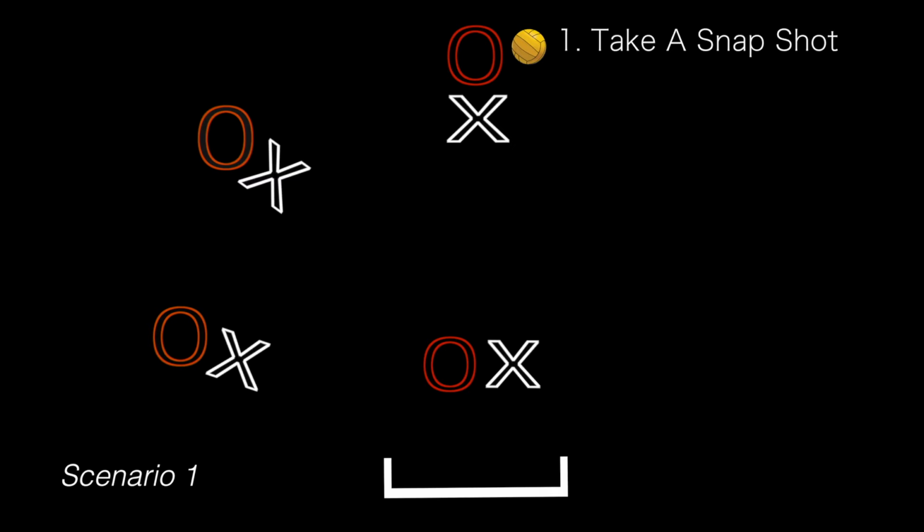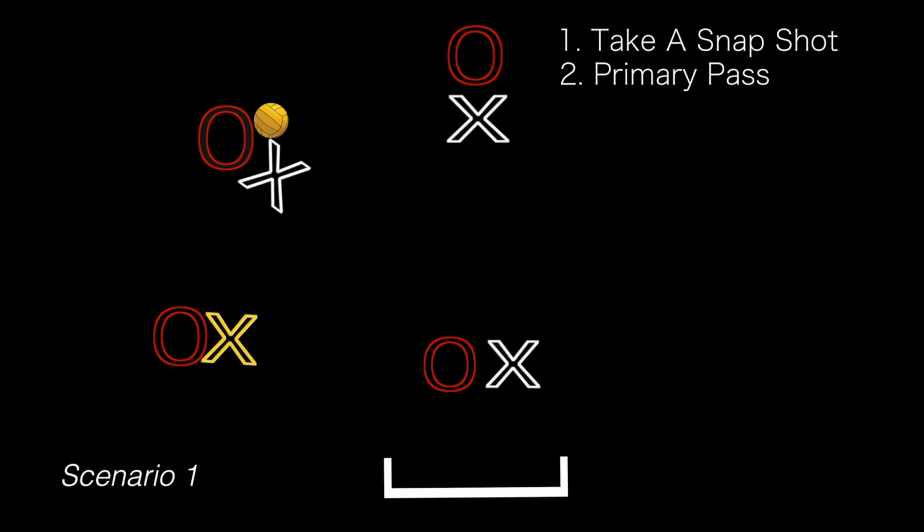The next thing I do is look at the defense. Are they dropping into 2 meters, or are they fully pressed out? I look down at the wing position, and I see the wing defender is fully pressed out. Number 2 on my checklist. Since the wing defender is fully pressed out, my primary pass is going to be right into 2 meters.